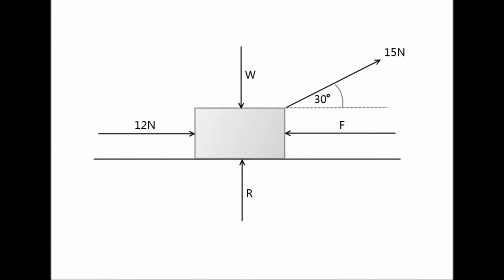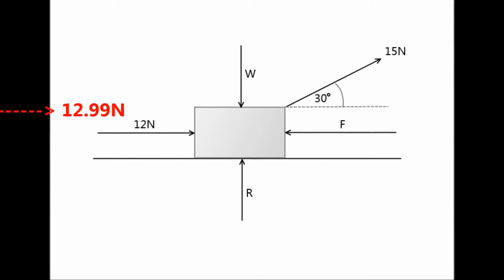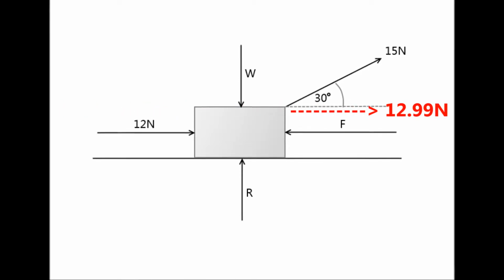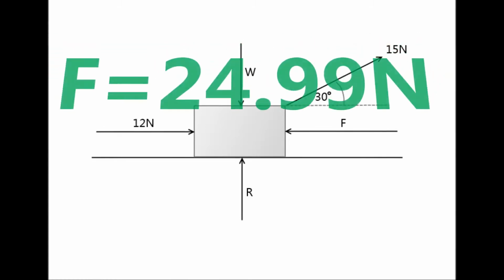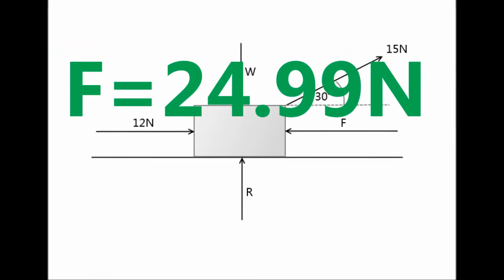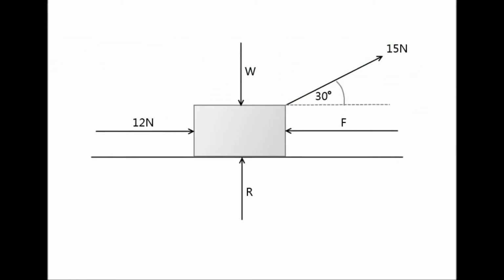So what we need to do is take the 15 times the cosine of 30, which is the angle, which gives us 12.99 approximately. Then we can simply add that to the value of 12 that we have to give us the frictional force, which should be 24.99, so approximately 25 newtons.